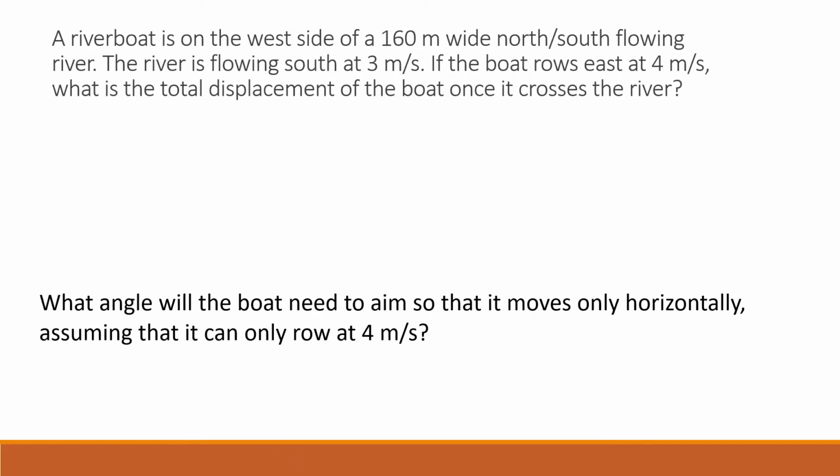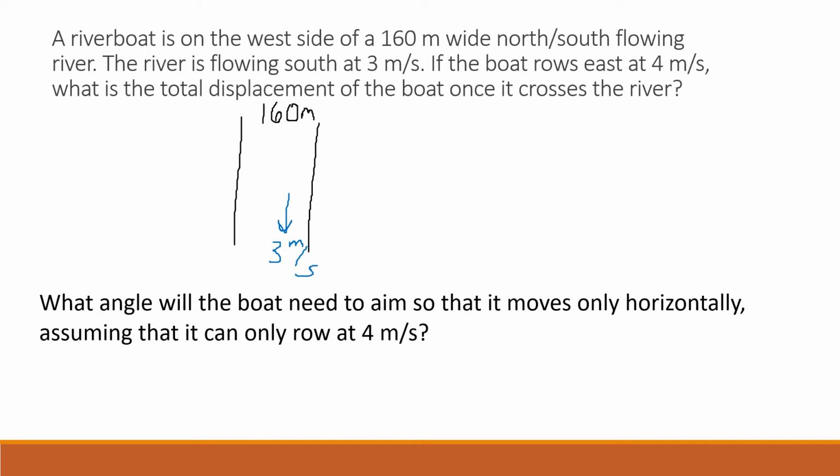Okay, this is the good stuff right here. A riverboat is on the west side of a 160 meter wide north-south flowing river. Okay, so what is that? Can we visualize that? The river is flowing from the north to the south. It's 160 meters wide. So that is a horizontal distance. The river is flowing south at 3 meters per second. The boat rows east at 4 meters per second.